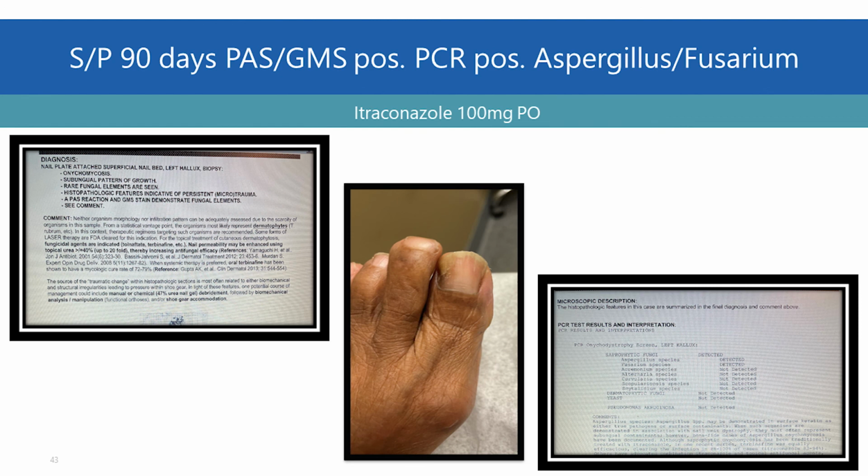Second case here. Upper left-hand corner, we did our PAS GMS stain. It was positive. And then we proceeded to do our PCR DNA assay. And as you can see, the PCR assay was positive for Aspergillus and Fusarium. And then based on the paper that I presented before, the recommendation when treating Aspergillus and/or Fusarium is itraconazole, and that's what I used. This patient did not suffer from any hepatic disease, so I used the itraconazole 100 milligrams PO, and as you can see here, we're about 70 to 80% clear of onychodystrophy after 90 days.